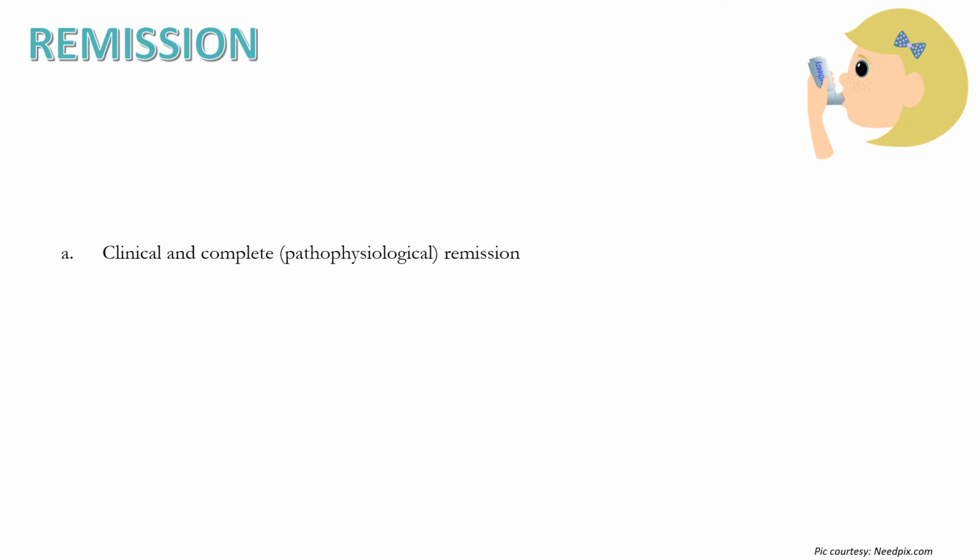A word has been added in GINA regarding remission. Now it talks about remission under certain headings. First, it says that remission can be clinical, or it can be a complete, that is pathophysiological remission also. It talks about remission in children and remission in adults. It talks about remission off treatment and remission on treatment.